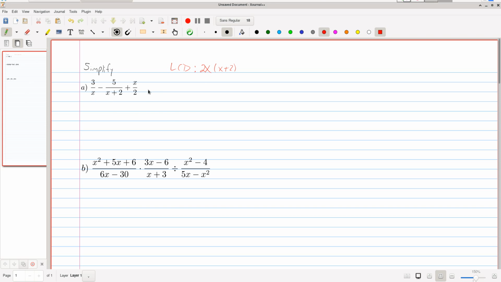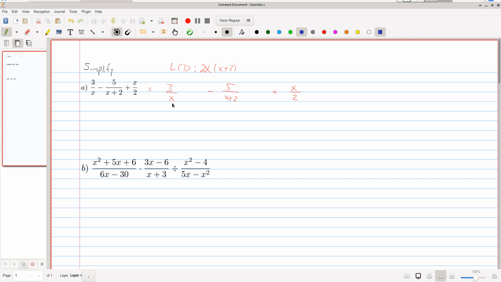Let's space this fraction out a little bit more so we can see what's happening. So we've got 3 over x. I'm going to leave plenty of room in here. And then 5 over x plus 2. Again, I'll leave plenty of room. And then x over 2. So to get a common denominator among these, we're going to multiply each fraction by what's missing.